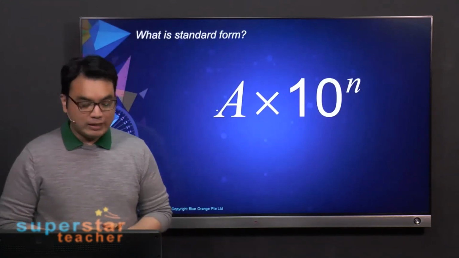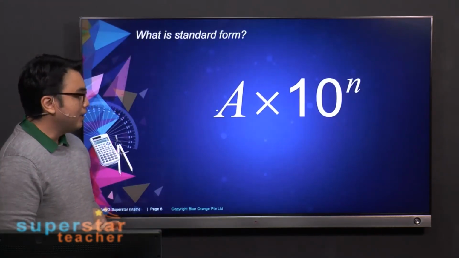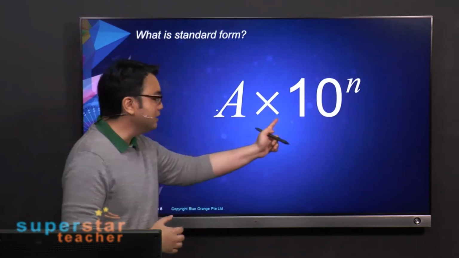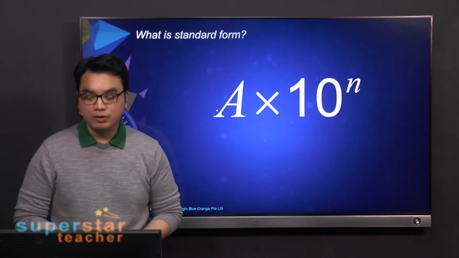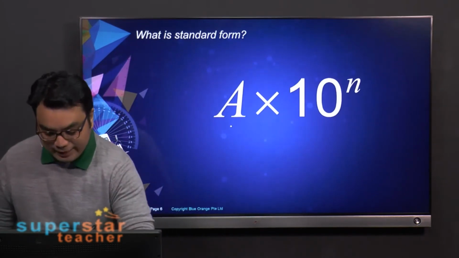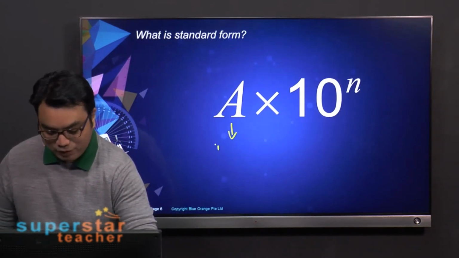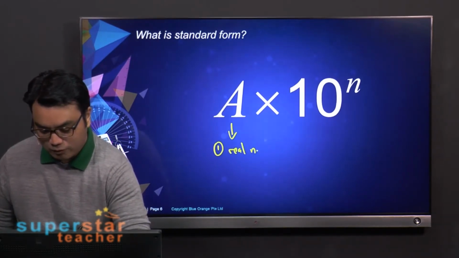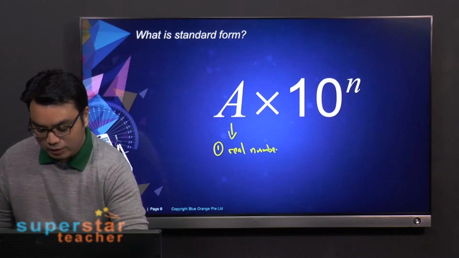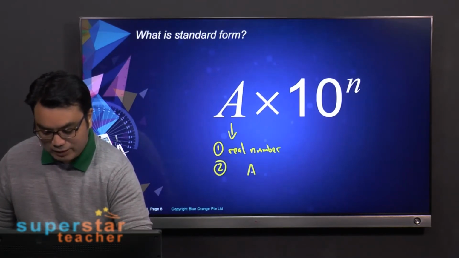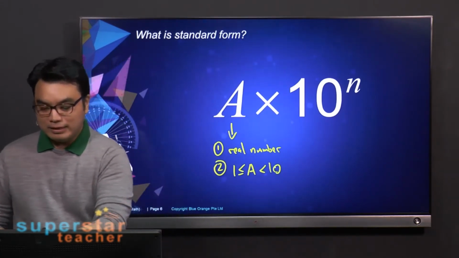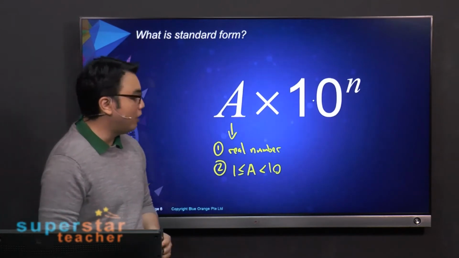So as you see over here, any numbers can actually be expressed in this form, and this form is called the standard form. So what is A? There is a requirement for A. First, A is a real number, but A must be greater than or equal to 1 and less than 10. And as you see over here, it is multiplied by 10 to the power of n.